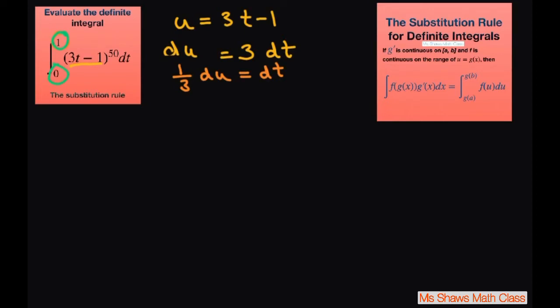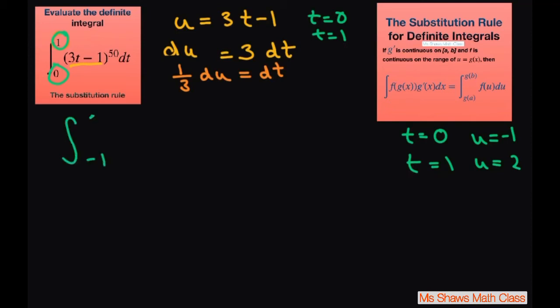So when t is 0, and you plug in t equals 0 here, you're going to get u equals -1. When t is 1, you plug in 1 into here, and you're going to get 3 minus 1 is 2. So now we can write our integral as from -1 to 2.